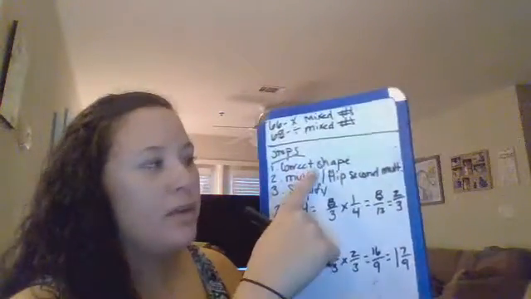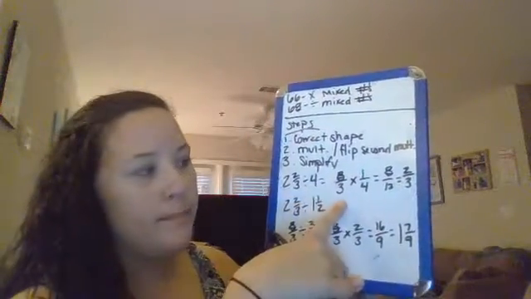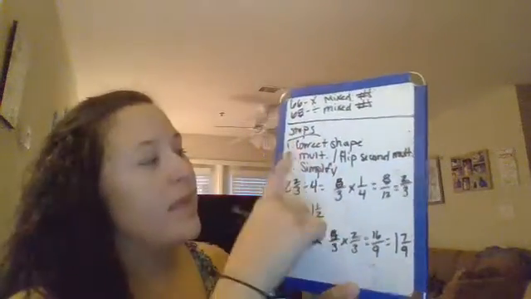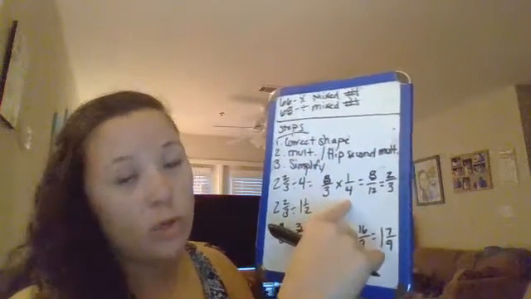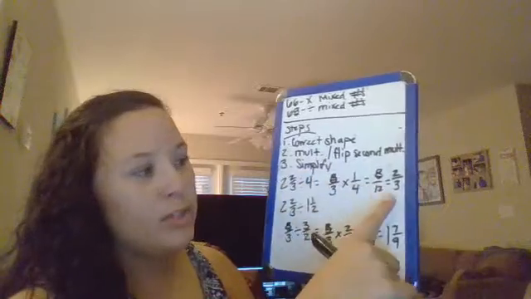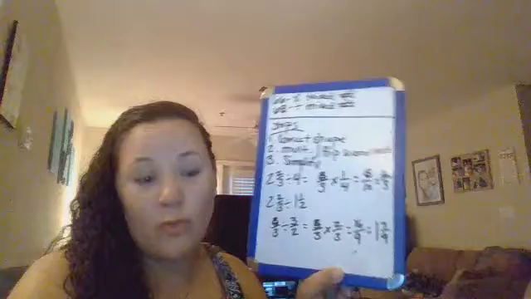So when multiplying or dividing mixed numbers, first we need to put them in the correct shape, which means we need to turn them into improper fractions. And then we would go ahead and straight multiply if we're multiplying, or we would flip the second to multiply if we're dividing. And then we would make sure that our answer is in its simplest form. And that is all for those 4 lessons.